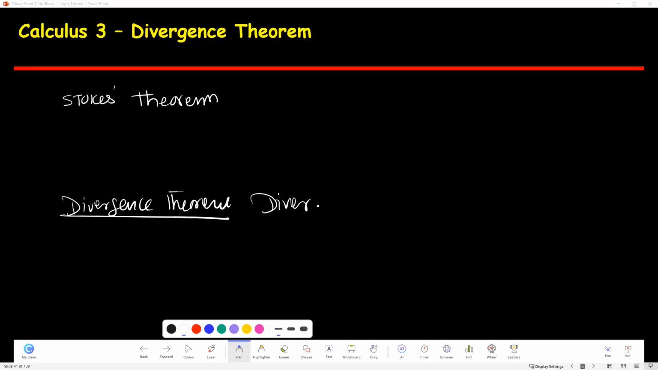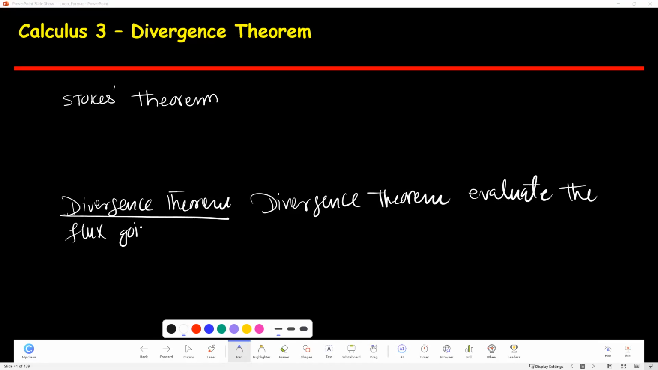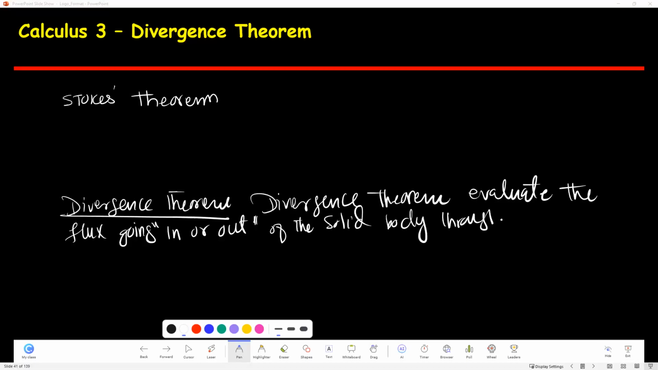The divergence theorem calculates or evaluates the flux going in and out of the solid body through its boundaries, right? For example, you have a room, and this room has eight sides.